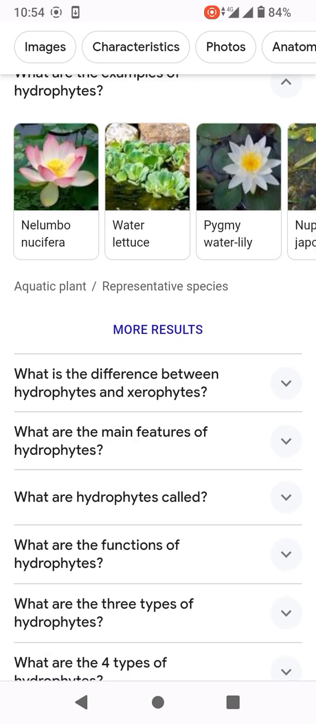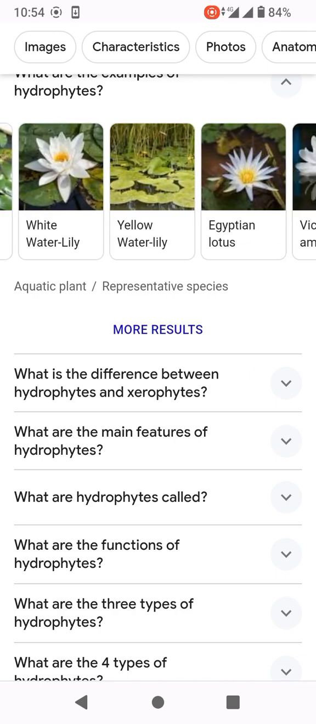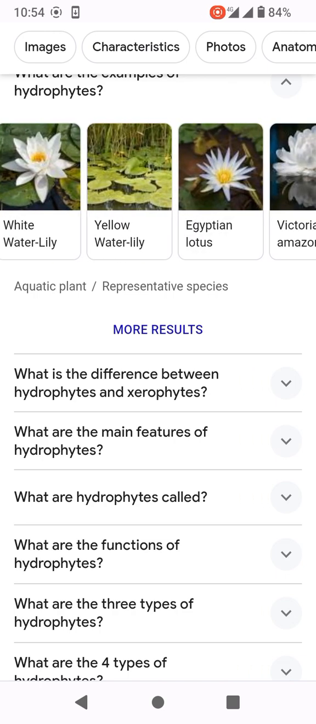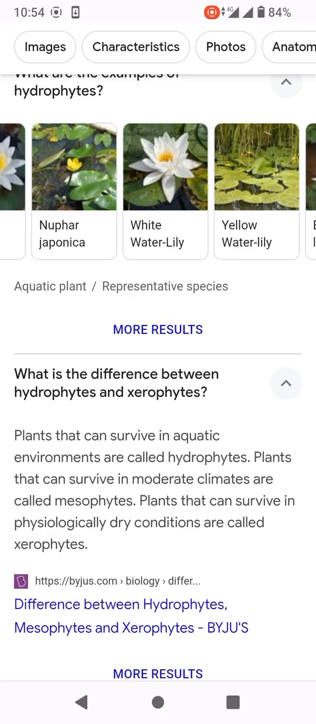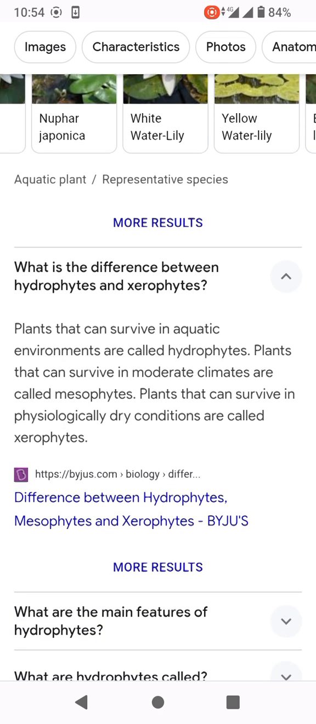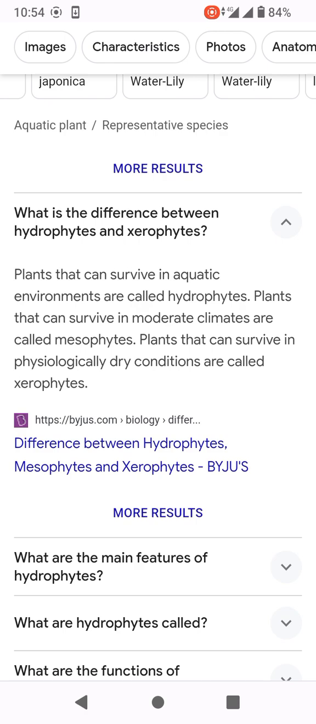What are the examples of hydrophytes? Hydrophytes की ये सब examples हैं: water lettuce, नीलम्बो और सब की white water lily, yellow water lily, etc. What is the difference between hydrophytes and xerophytes? Plants that can survive in aquatic environment are called hydrophytes. Plants that can survive in moderate climates are called mesophytes. Plants that can survive in physiological dry conditions are called xerophytes.